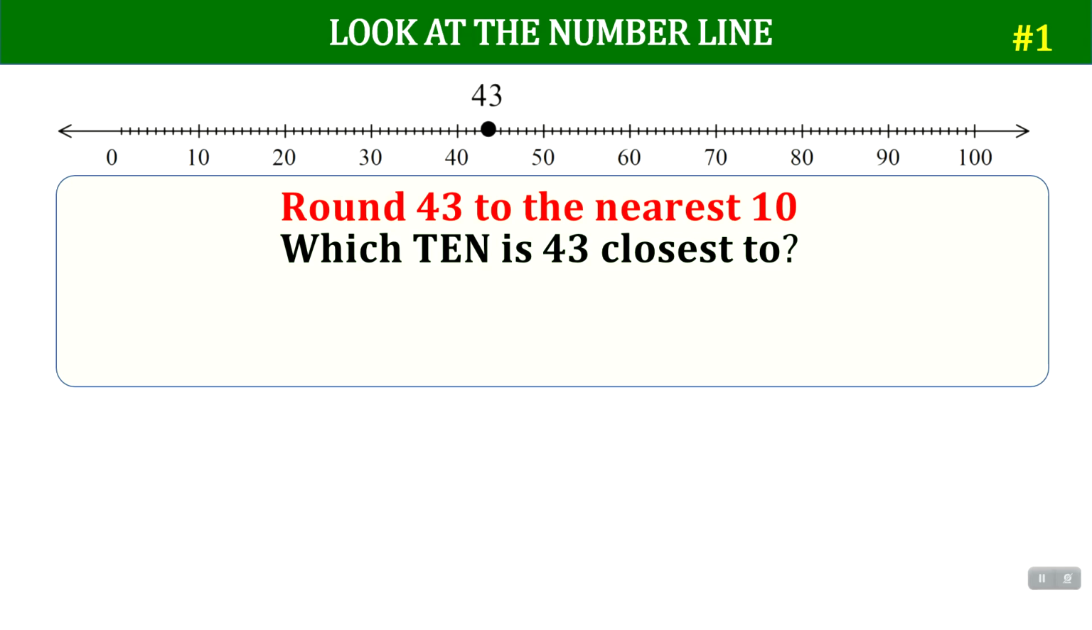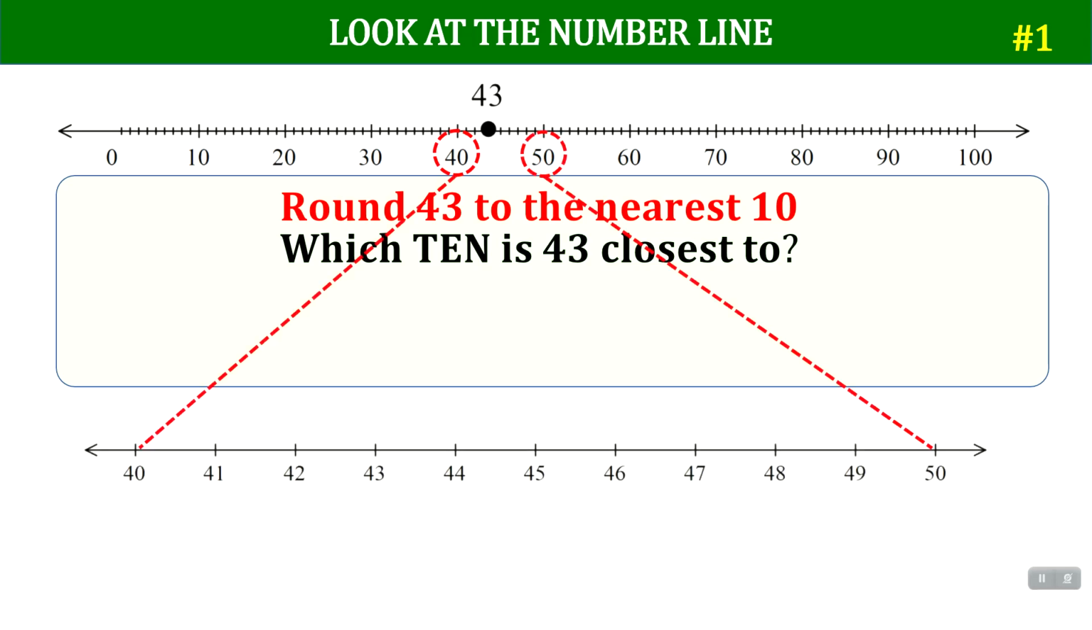And if we have a look, we can see when we count in tens, 10, 20, 30, 40, 50, and so on, 43 is between 40 and 50. And so we have to figure out, is 43 closest to 40 or is it closest to 50? So we can extend the number line a little bit further to show all of the different numbers between 40 and 50. 41, 42, 43, and so on, straight to 50. And we will notice, here's 40, here's 50, 43 lies right here. And so we have to figure out which 10 is 43 closest to.